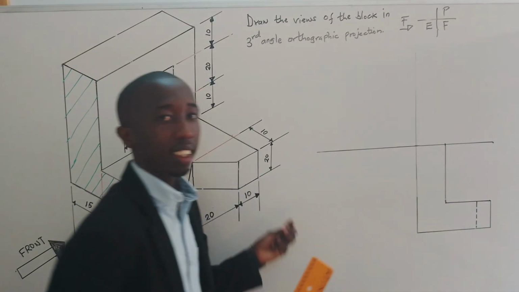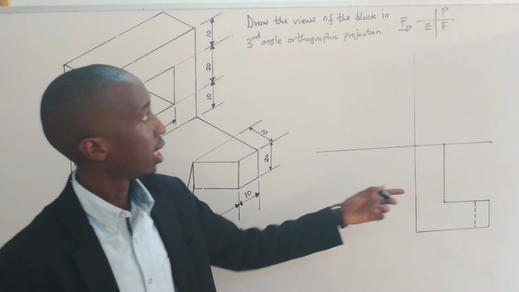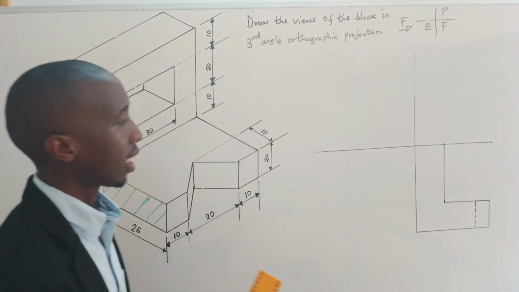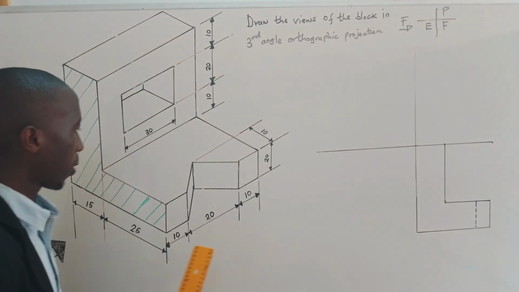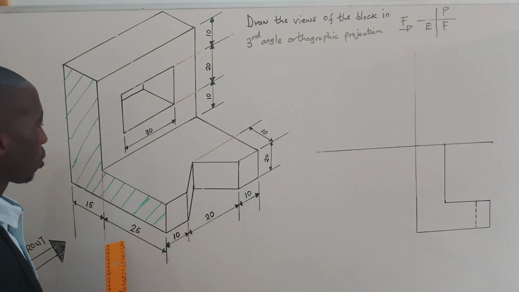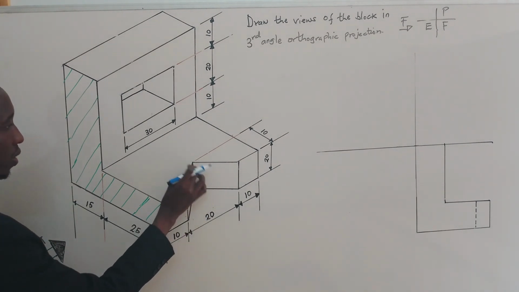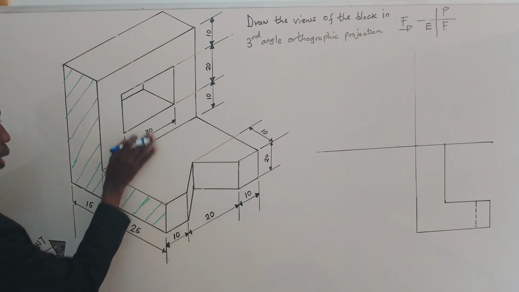If you don't understand this line, you can visit my second video on continuous, broken lines and center lines. I have clearly illustrated the broken lines. We shall continue. So on this side, I've done. So this one is the only hidden on this area. Now we are moving to this one.